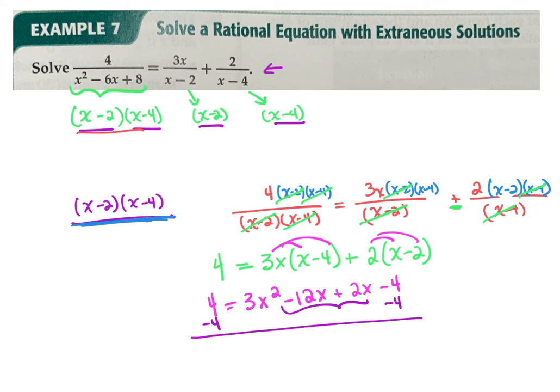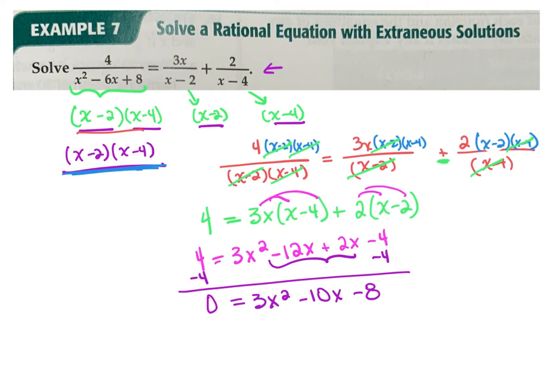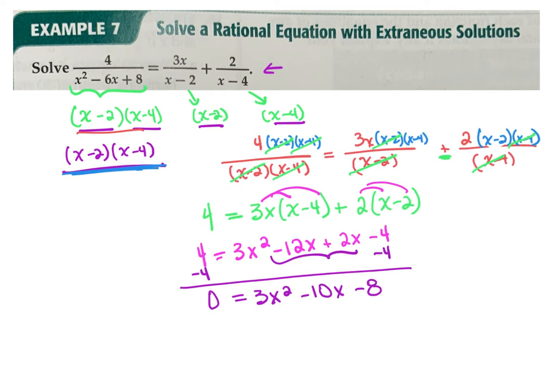Okay, so I have a 0 here, 3x squared, negative 12 and positive 2 are what? Negative 10x. And what's negative 4 minus 4? Negative 8. Equals 0. Set it equal to 0. All right, so you can do the quadratic formula if you want to. This one is factorable, all right?